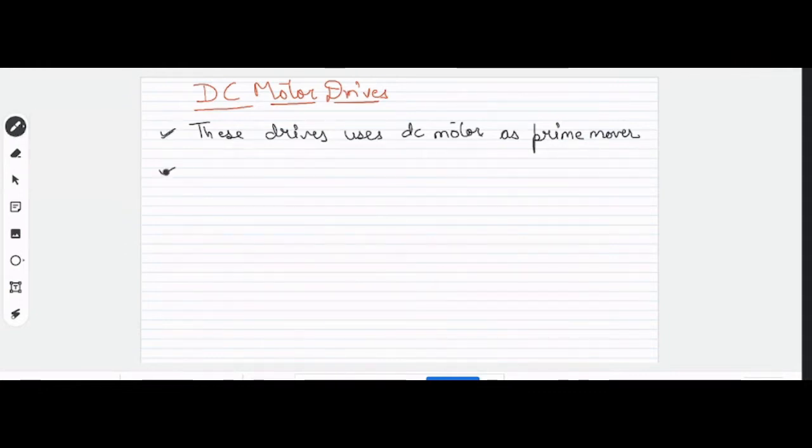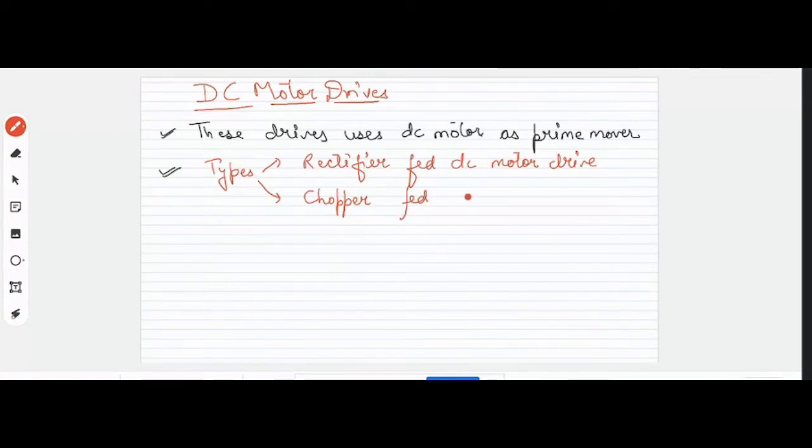Second is that based upon the kind of power modulator used, these drives can be classified into two categories. One called as rectifier fed DC motor drive, and the second one, tell me? Chopper fed DC motor drive.